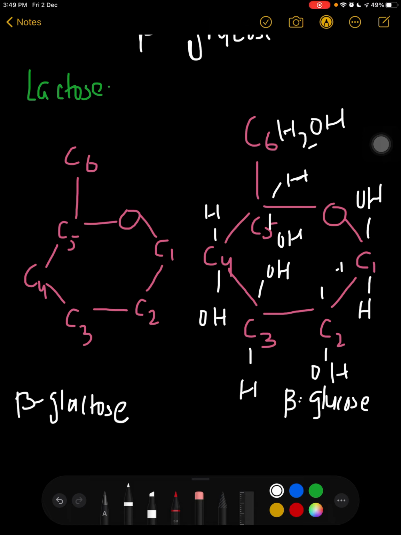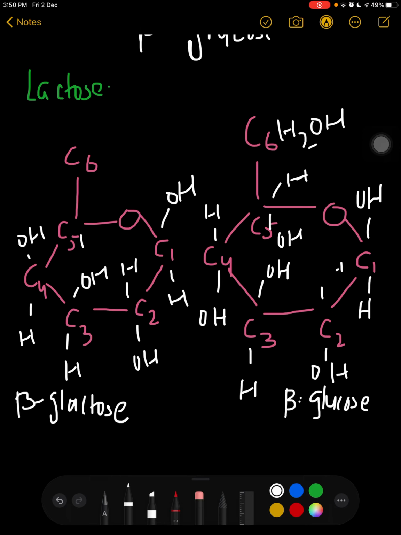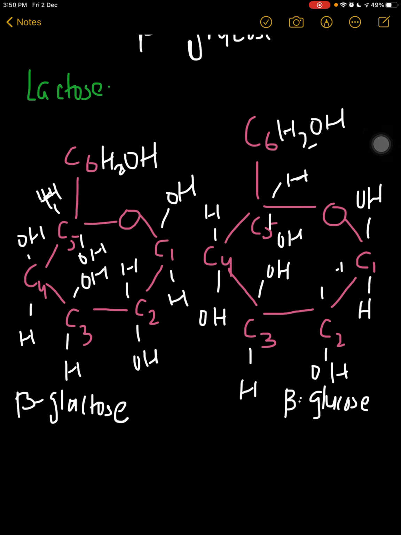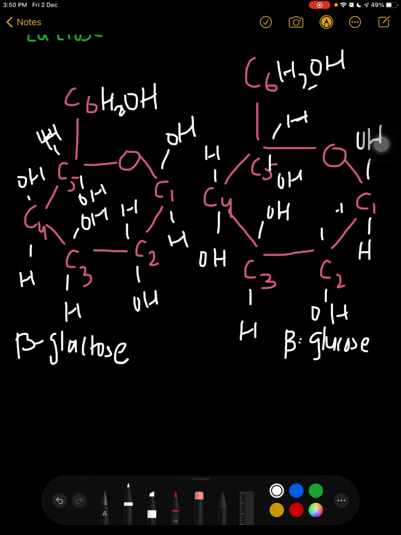Now let's make this lactose. OH will come upside and H downward side. Here OH will come like this side, H, H, OH, H, OH, OH, H, CH2OH, right? So what will happen, basically the process of dehydration condensation will take place.